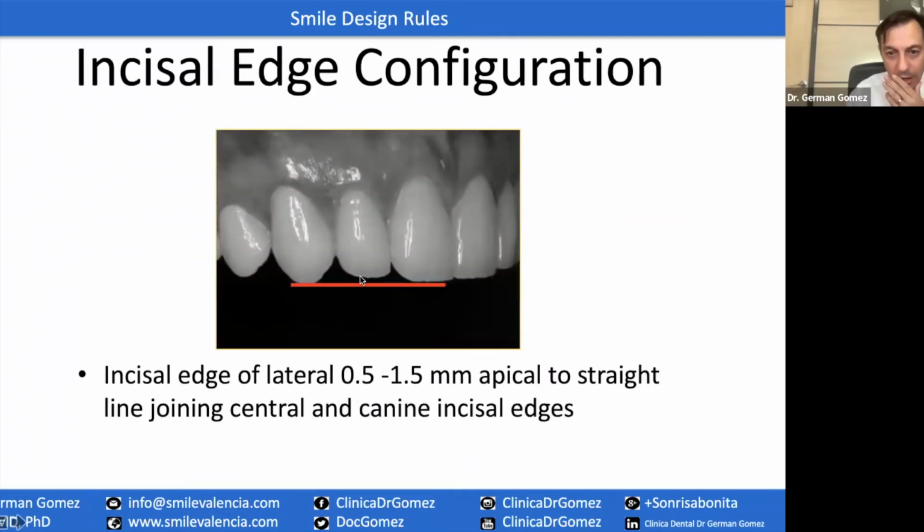Then the lateral incisor is usually 0.5, maximum 1.5 millimeter over the line that connects the incisal edge of the central incisors and the incisal edge of the canine. The same happens to this line on the gum. Okay, so it's 0.5 or 1 millimeter over and 0.5 or 1 millimeter under this line. That's the ideal appearance of the lateral incisor. That's also a rule.